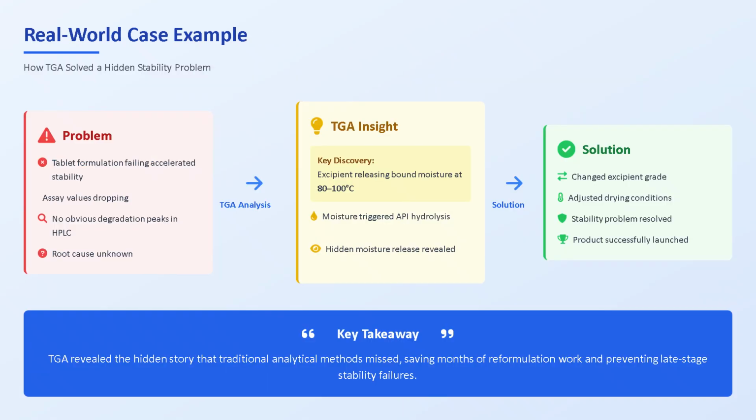TGA is a valuable tool for compatibility testing. By analyzing the API alone, the excipient alone, and their physical mixture, interactions can be detected early.